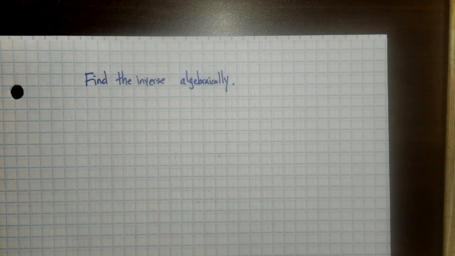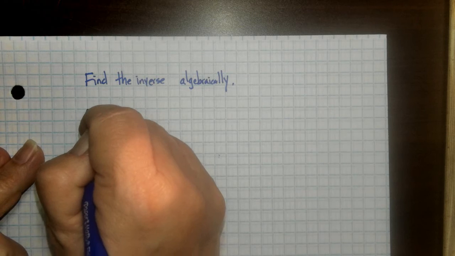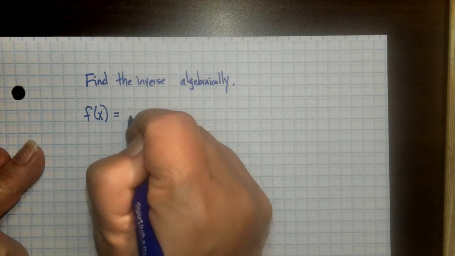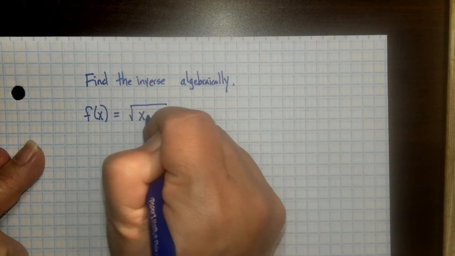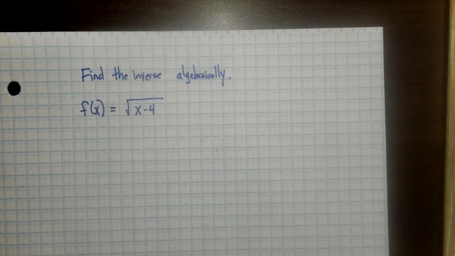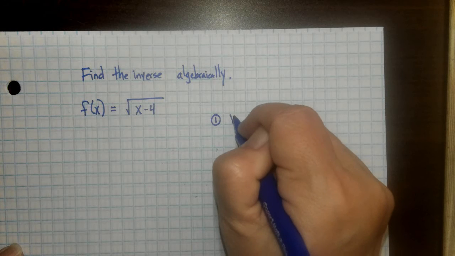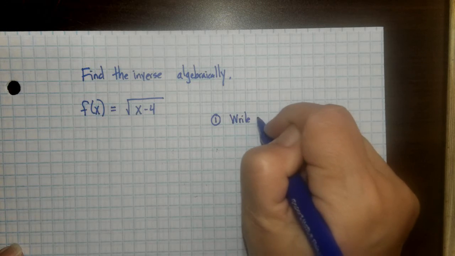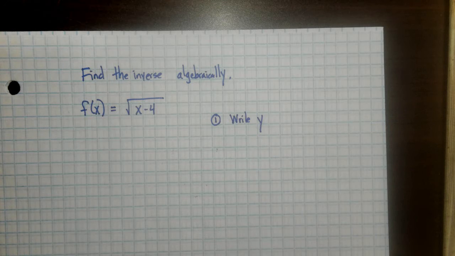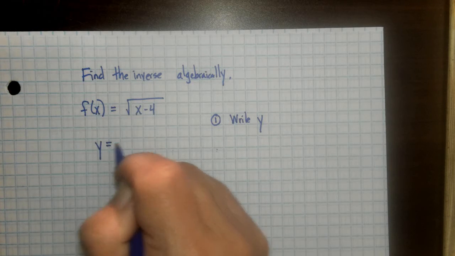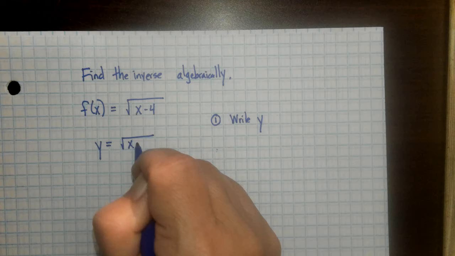Algebraically, using algebra. So I'm going to do an example, but as I do the example, I'm going to write steps to the side. So let's say we have f of x equals the square root of x minus 4. All right, so step 1 is going to be to write in terms of y. So I'm going to back away from function notation, and I'm going to write this as y equals the square root of x minus 4.